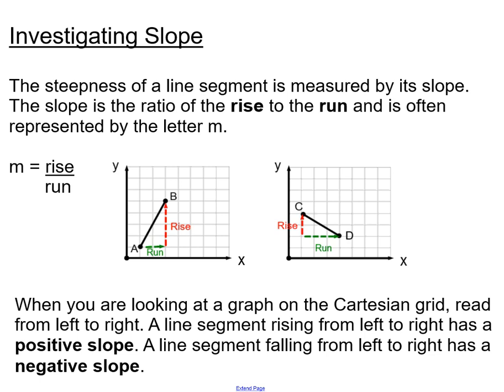Ones like this on the left are positive slopes because we always want to read from left to right. So from A to B, the line is getting taller or rising and going up, so it's positive. And from C to D, when you read from left to right, the line is getting lower or going down, or is negative. So we go through this investigation.